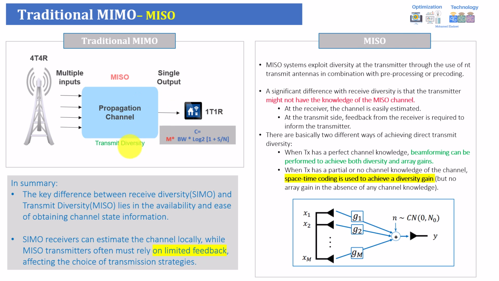So in this case, assuming there is no feedback or with feedback, we can consider both cases. How can transmit diversity achieve the gain? First of all, the receive diversity gain is usually much better than the transmit diversity gain. But let me explain how the gain can be achieved using MISO, or multiple input single output. There are basically two different ways of achieving the transmit diversity gain.